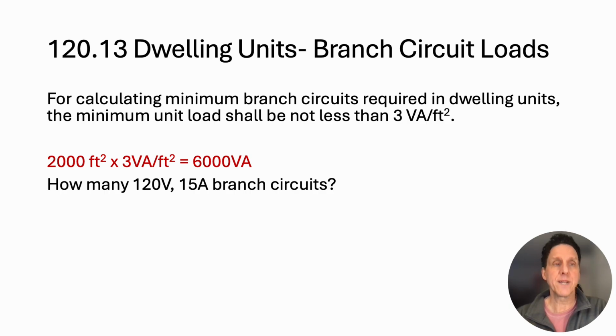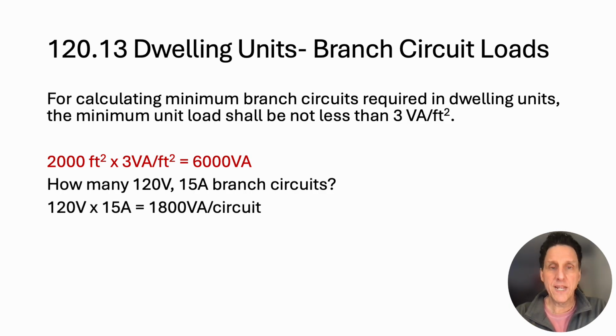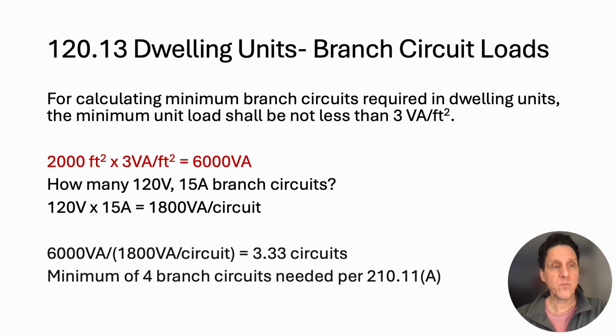In this one, we'll do 15 amp circuits. So a 15 amp circuit at 120 volts provides 1,800 volt amps per circuit. If we have 6,000 volt amps, we divide by 1,800 volt amps per circuit. Math works out to 3.33 circuits. Can't have 3, we got to go up. This is not a fraction of an amp. It's a fraction of a circuit. No such thing as a third of a circuit breaker. So we have to install 4 as a minimum, 4 branch circuits as a minimum, and that is per 210.11(A).